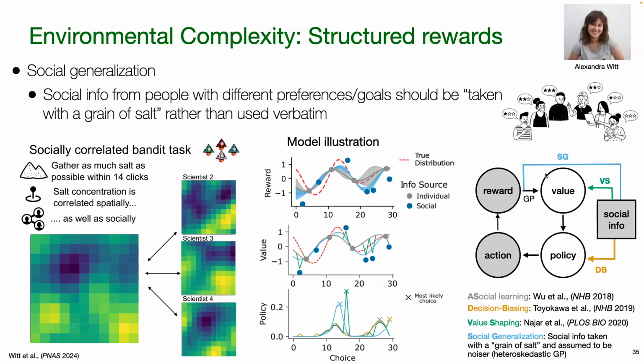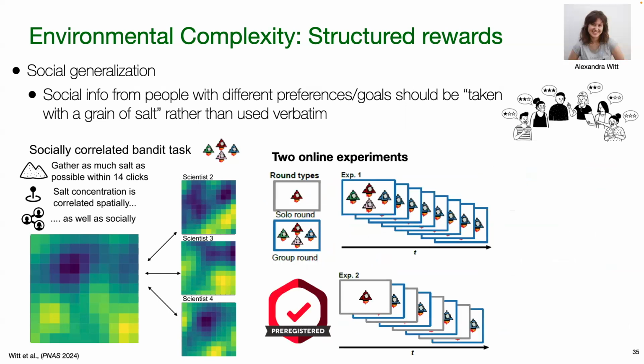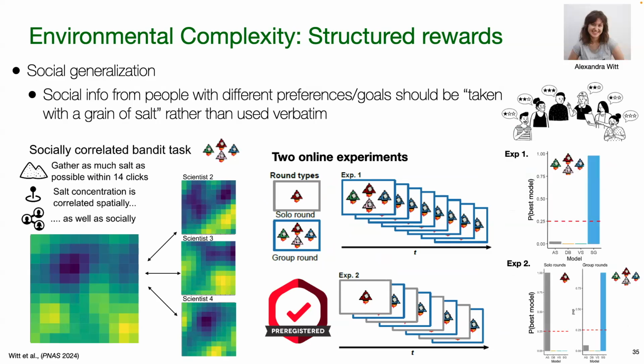And here we show that it's more effective at both normatively performing well in the task via evolutionary simulations, and also providing the best prediction for human behavior in two online experiments, including one pre-registered replication, where in all the group rounds, this provided the best predictions for human behavior. Okay.